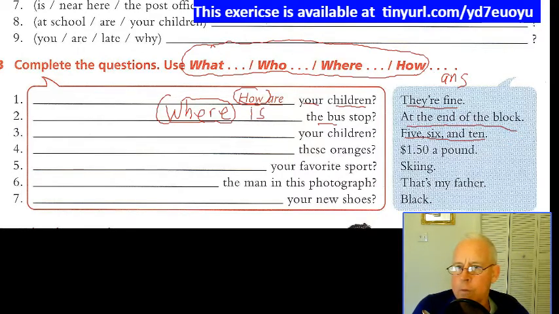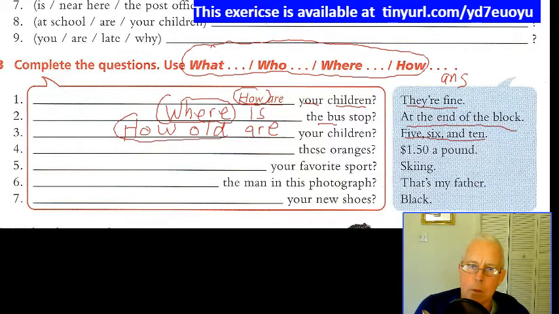Those are ages. So we need a WH word or phrase that is asking about ages, and that happens to be how, but not just how old, the verb are, because children, they. How old are your children? Well, they're 5, 6, and 10. And again, we begin with the WH word or phrase.